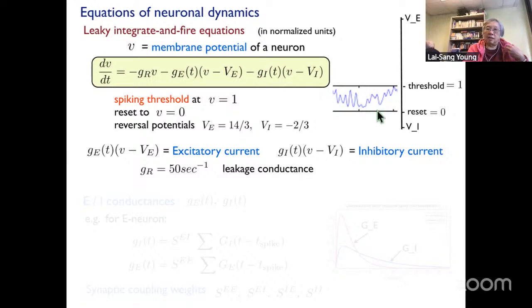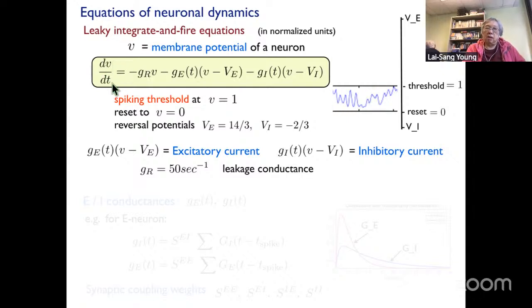So these are actually from like minus 70 millivolts to minus 55 millivolts or something like that, but it's been normalized to 0 and 1. That's in the math model. So most of the time it is in this region. And when it reaches 1, which is the spiking threshold, it fires a spike and it gets reset to 0. So anytime it reaches 1, it will fire a spike and then it will get reset to 0 and start again.